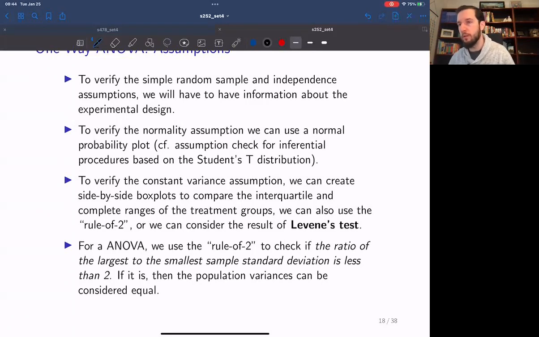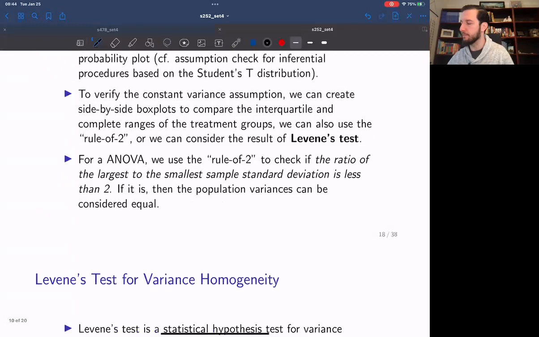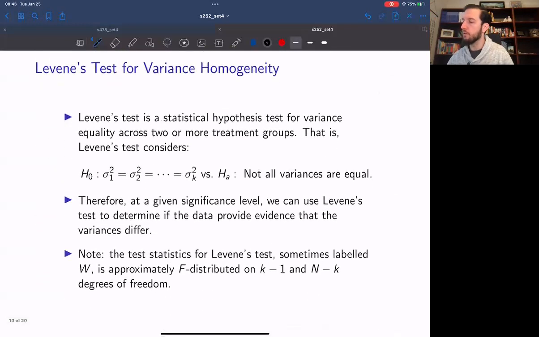We can also use what is called Levene's test, and this is what SPSS does for us directly. So Levene's test is essentially an ANOVA for variances. It assumes that all the variances are equal against the alternative that all the variances are not equal. Okay. And then for Levene's test from SPSS, we can get a p-value.